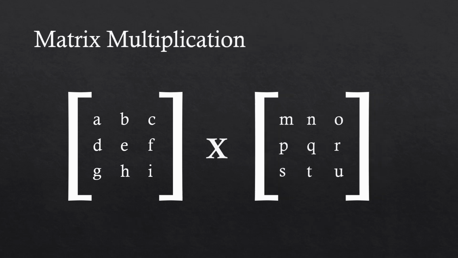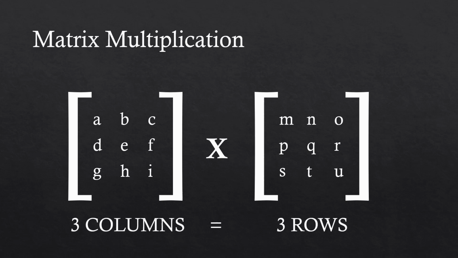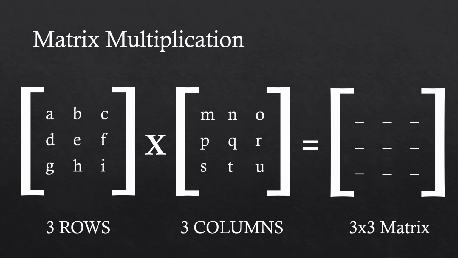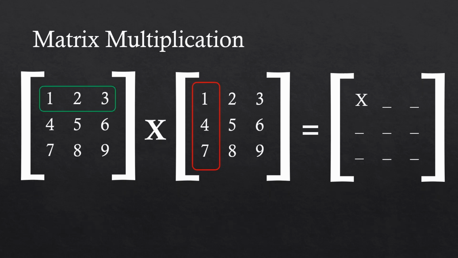So, if we want to multiply two matrices together, we must ensure that their shapes match. That is, the number of columns of the first matrix must be equal to the number of rows of the second matrix. The resulting matrix will also have as many rows as the first matrix and columns as the second matrix. Now, to see why, let us take this example and manually multiply these two matrices.